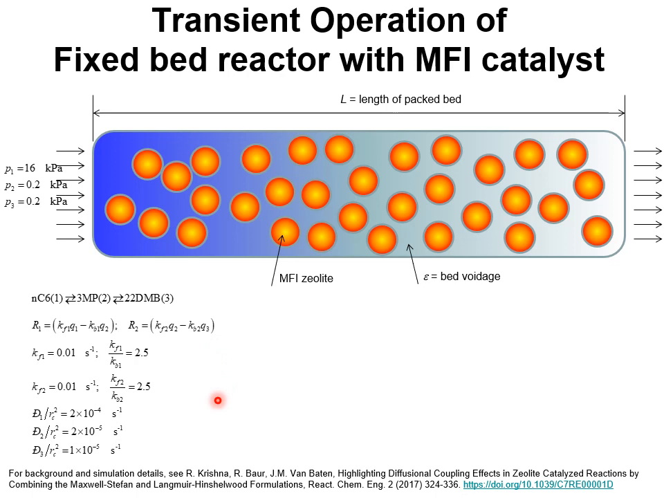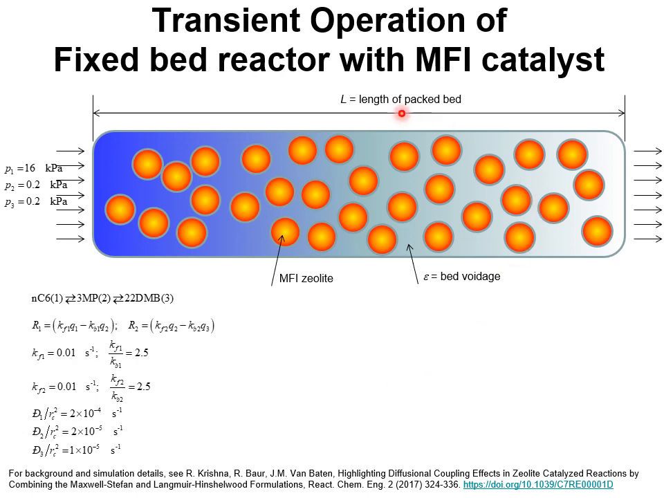Based on the information on the intracrystalline diffusivities presented in the foregoing slide, we take the ratios of the Maxwell-Stefan diffusivity to the square of the crystallite radius to be 2 times 10⁻⁴ per second for NC6, 2 times 10⁻⁵ for 3MP, and 1 times 10⁻⁵ for 2,2-dimethylbutane.